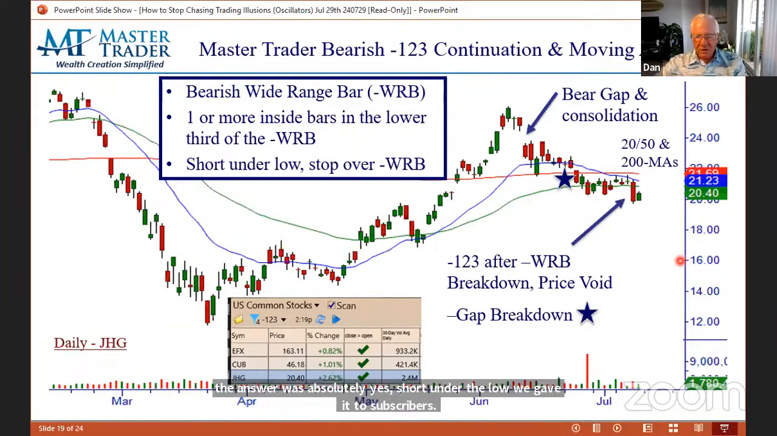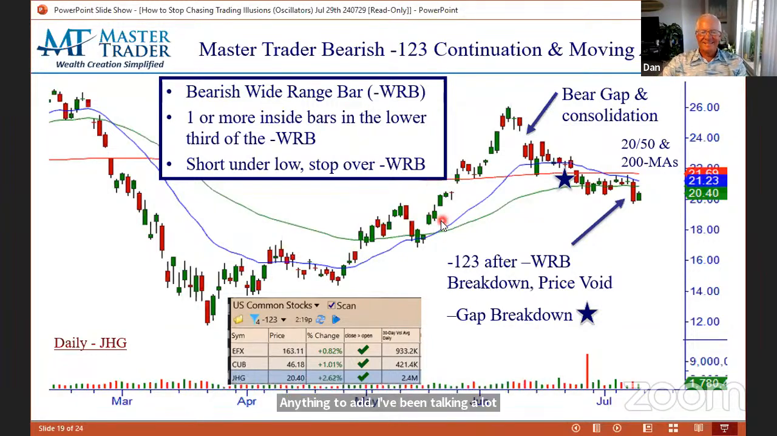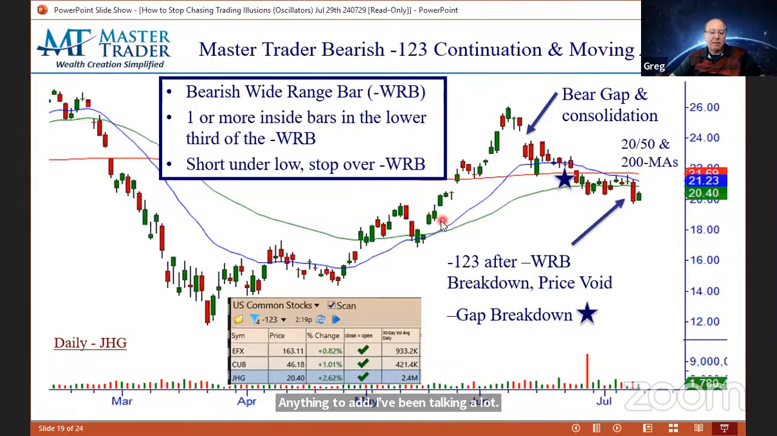Anything to add? I've been talking a lot. I could add a lot to it, but we'd be here until 2 o'clock. There are concepts here about why there were trading opportunities when the moving averages were far apart. Then there's a trading opportunity with the moving averages close together. What does that mean? How do you utilize that? So I kept my mouth shut because we can keep talking about a lot more stuff.